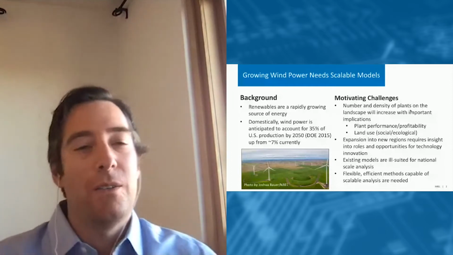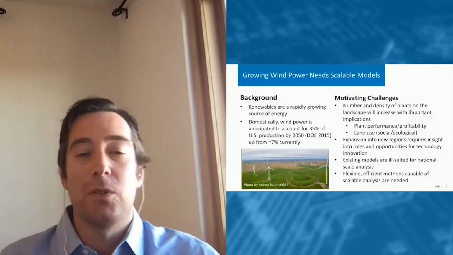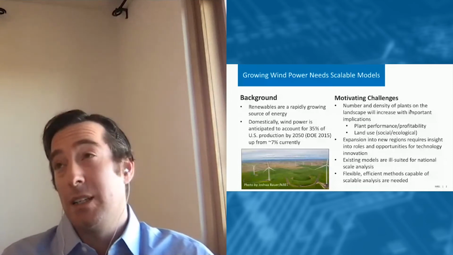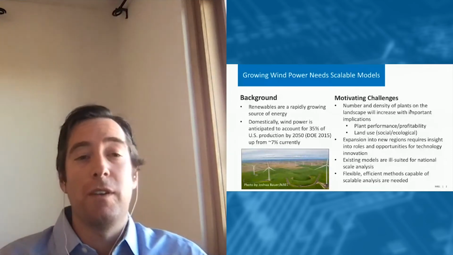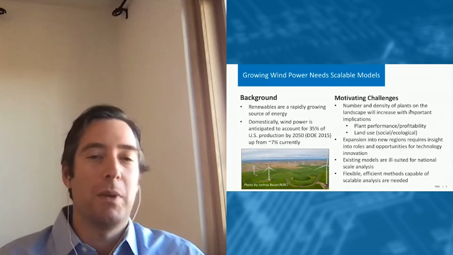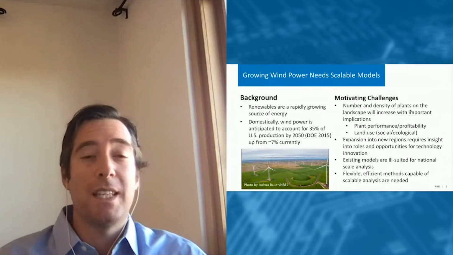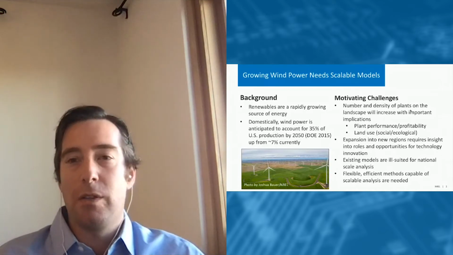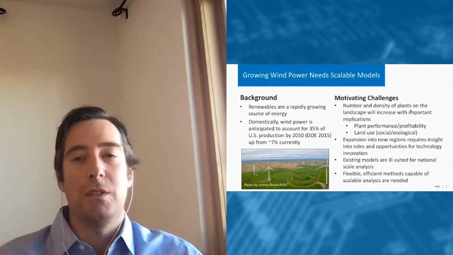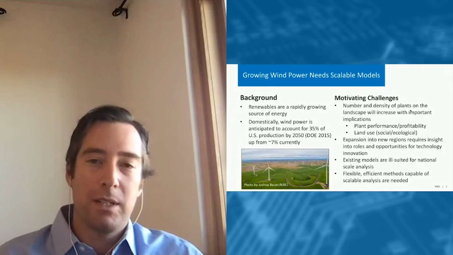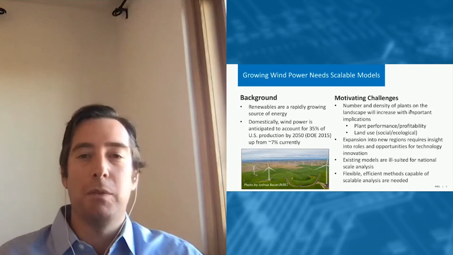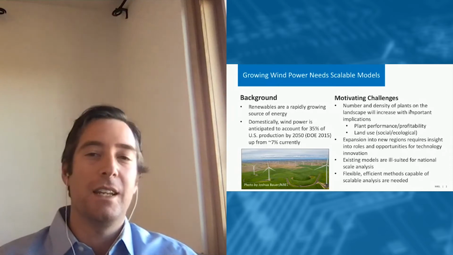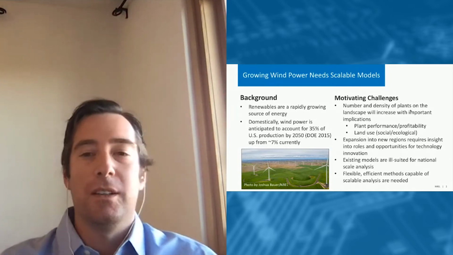So as background, renewables are a rapidly growing source of energy, and domestically, wind power is projected to account for upwards of 35% of US energy production by 2050. That's up from about 7% currently. So achieving this ambitious growth is going to bring with it a host of challenges. In particular, that type of growth will necessitate an increase in the number and density of wind plants on the landscape.